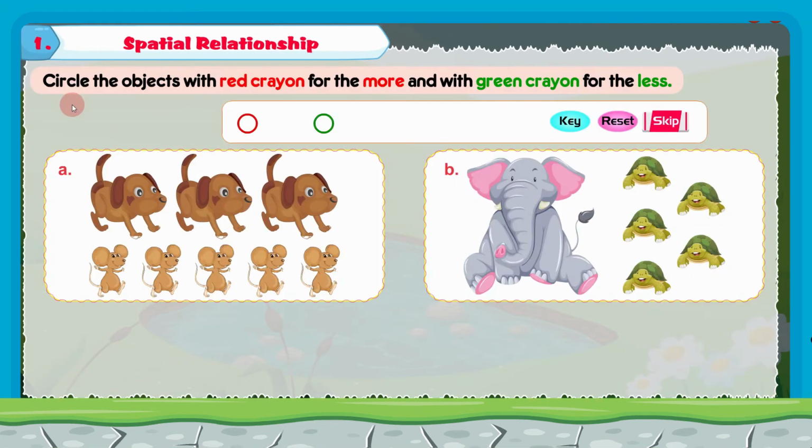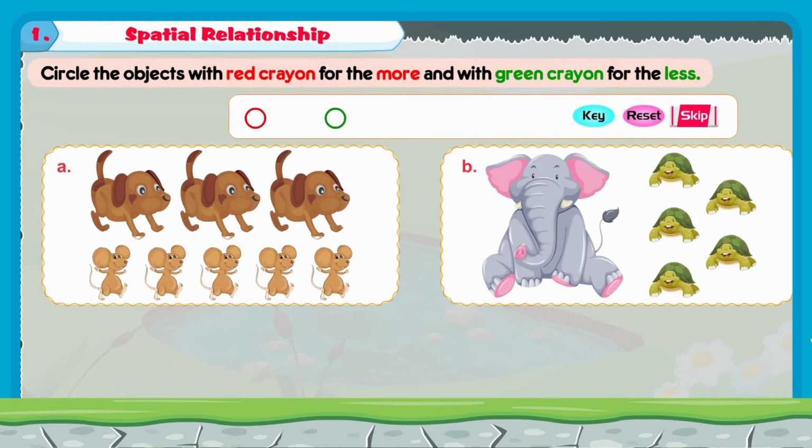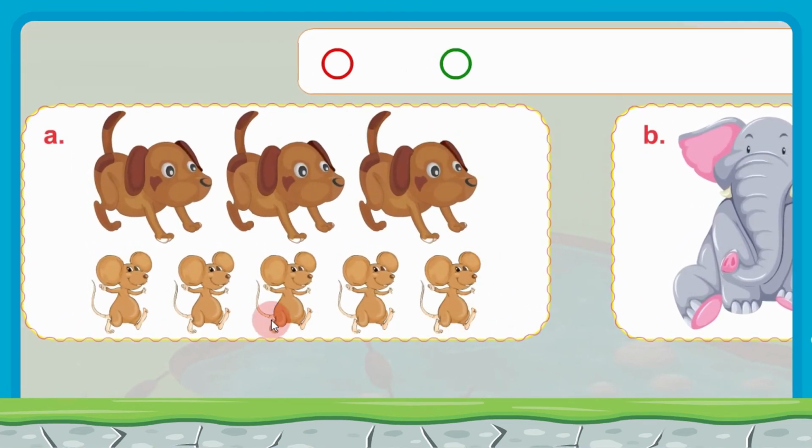The next section here, let us read the heading. Circle the objects with red crayon for the more and with green crayon for the less. Here in the first picture you can see these are the dogs, these are the rats here.